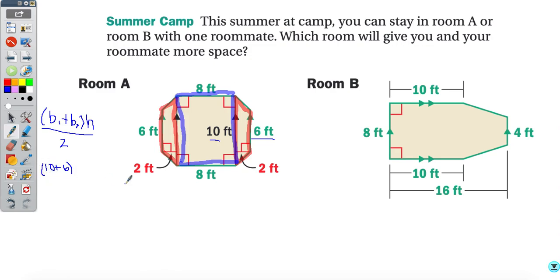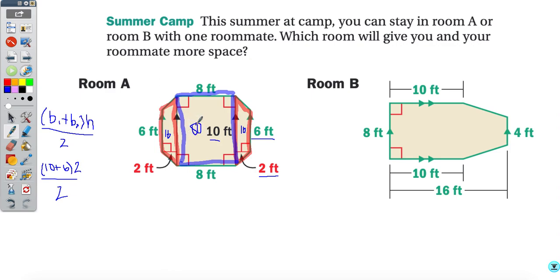Our height is going to be the line that connects our two bases to make a perpendicular angle. So that is the 2 feet right here. So I'm going to have 16 times 2, which is 32. And I'm going to divide it by 2. 32 divided by 2 is 16. So the area of both the trapezoids is 16. Which leaves me just with the rectangle in the middle, which is 8 by 10. Base times height, 8 times 10 is equal to 80.